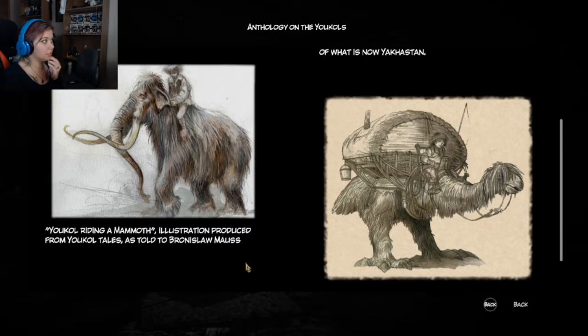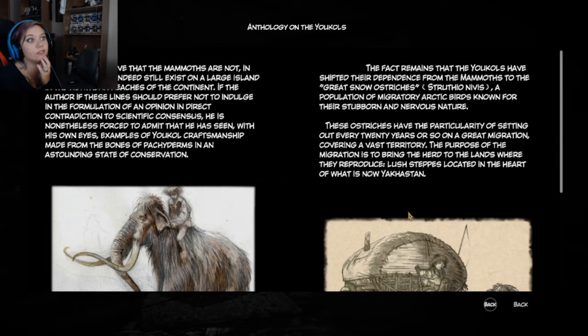Yukols riding mammoths. The fact remains that the Yukols have shifted their dependence from mammoths to the great snow ostrich, a population of migratory Arctic birds known for their stubborn and nervous nature. My foot's falling asleep, so I'm switching to the other one.